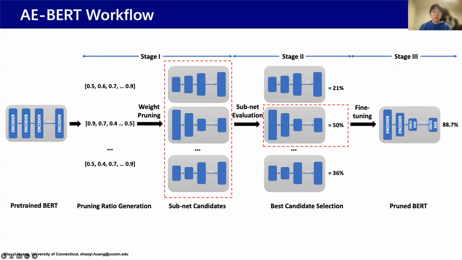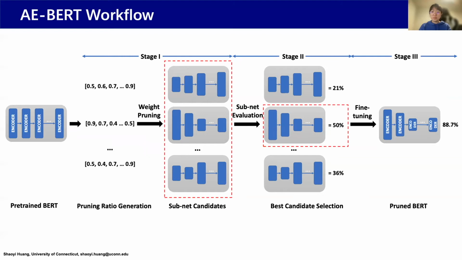So here is the AE-BERT workflow. In stage 1, we generate several pruning strategies, and each strategy will result in the same overall pruning ratio. We adopt the common pruning method, which eliminates the least absolute value of weights, using the pruning strategies on the original dense model and produce some pruned candidates.